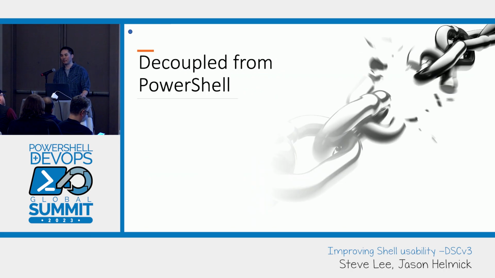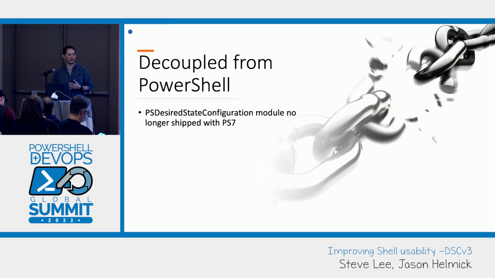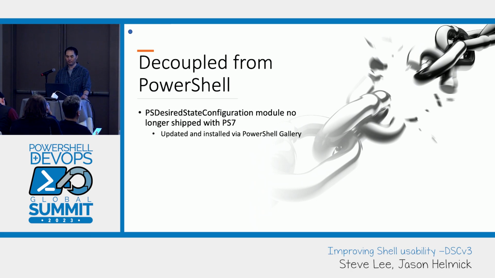So when we say we decouple from PowerShell, it doesn't mean that we're moving away from PowerShell. It just means that we want to be able to iterate on DSC independent of PowerShell 7. So one of the first things that we did is we removed the PS Desired State Configuration module from the PowerShell 7 package itself, but you can always install it, and you should install it from the gallery to get the latest version. So this will allow you to now say, hey, I'm going to stay on 7.2 LTS, and I want to use a newer version of PS Desired State Configuration, and you can do that with this model, whereas before you would have to move to 7.2.x or 7.3 or whatever the case may be.